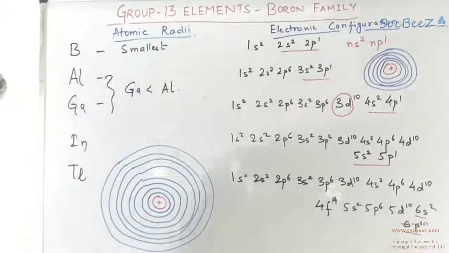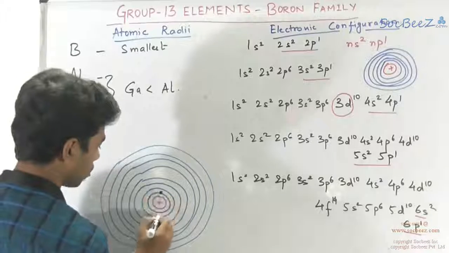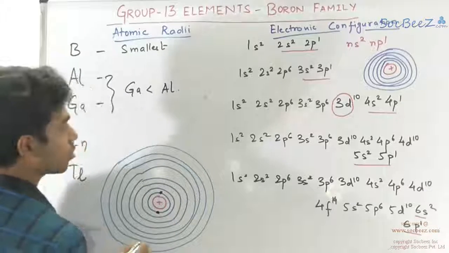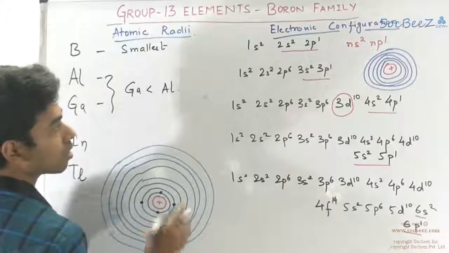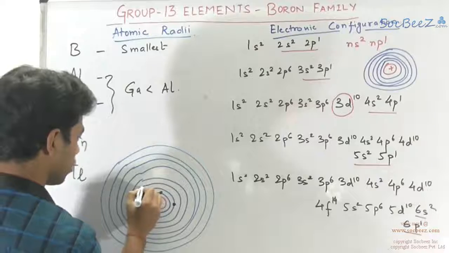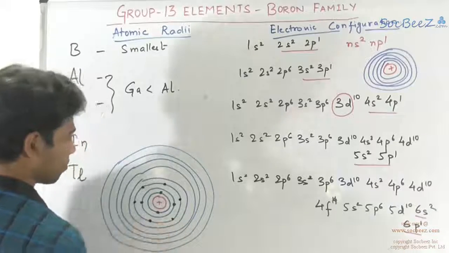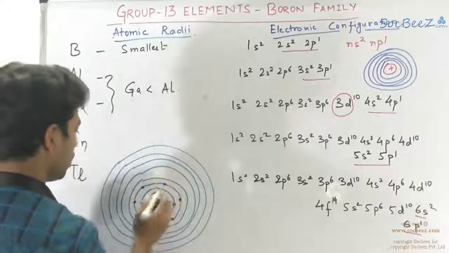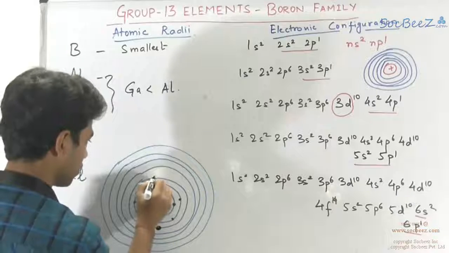Okay, these are the orbitals. Now, for the first it is 1s2, therefore there are 2 electrons. Next it is 2s2, again there are 2 electrons. Next it is 2p6, so 1, 2, 3, 4, 5 and 6. Okay. Next it is 3s2, so 1 and 2. Okay.